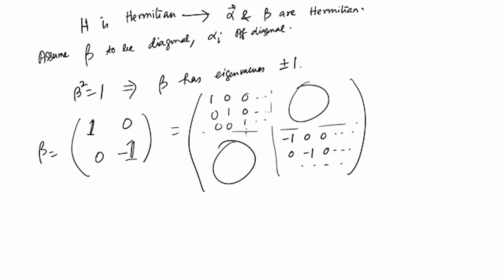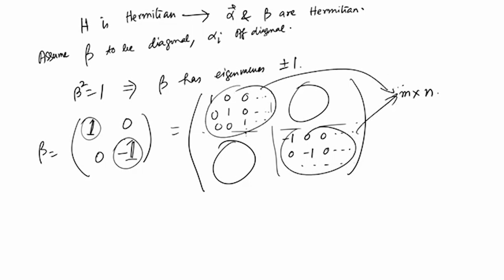Now, if beta has a structure like this, each of them is some kind of an m cross n matrix. Okay. So, each of these diagonal blocks is like an m cross n matrix. So, this is like an m cross n matrix, and this is like an m cross n matrix as well, and we are yet to ascertain what the values of m and n are.